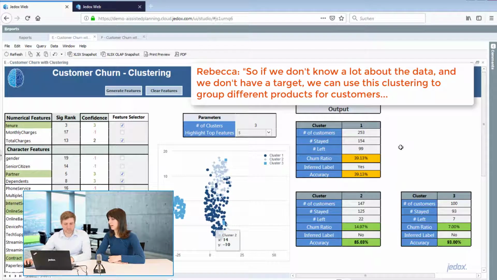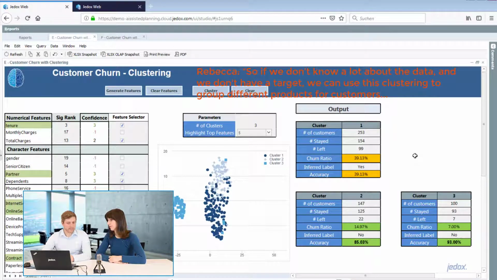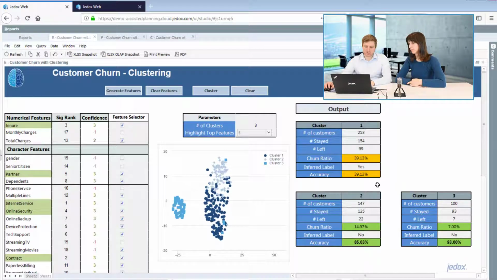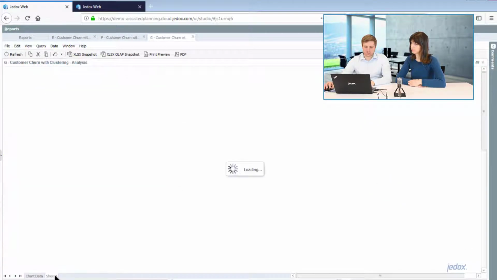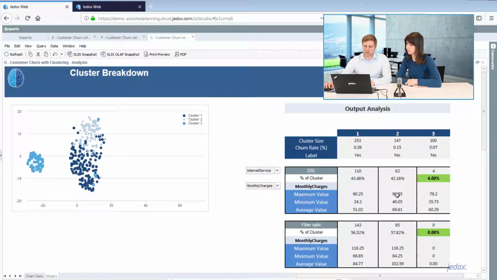So if we don't know a lot about the data and we don't have a target, we can use this clustering to group different products or customers. We could then create a report that shows us what they have in common, and from there make some choices. Yeah, exactly. So we also have prepared something like this. There we have the cluster again, and then you can go here, cluster 1, cluster 2, cluster 3, and then you see, okay, DSL is used by 110, 62, 4. So we mark everything which is very low or very high. So you can see this is what they have in common or not in common, and then you can build your own tag on this cluster. So we tagged 2 and 3 as churn no and 1 as churn yes. Or we labeled it, and this is what you have to do in the end.